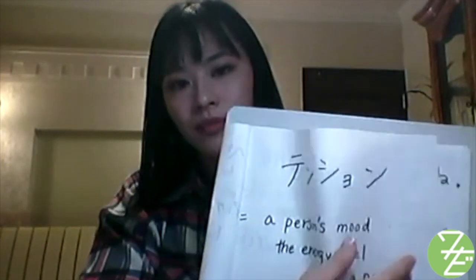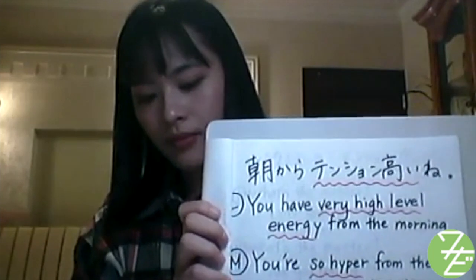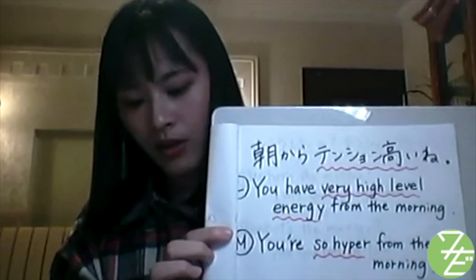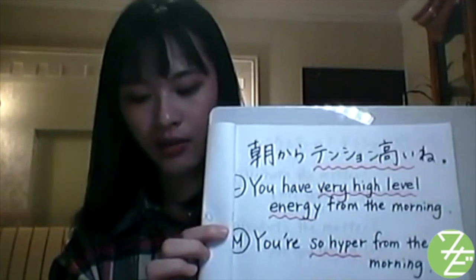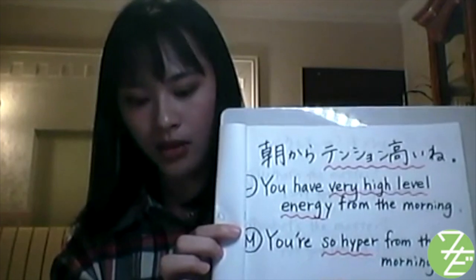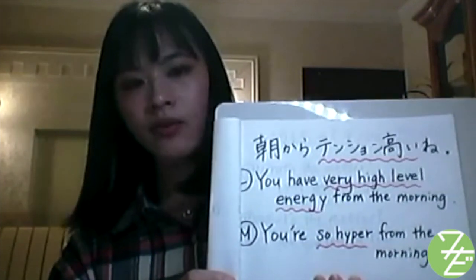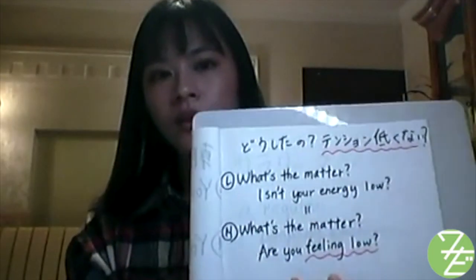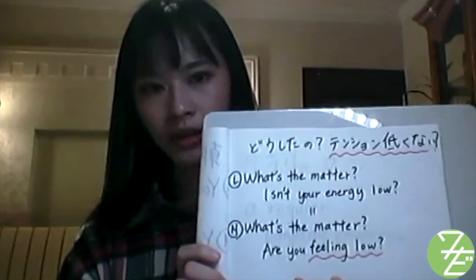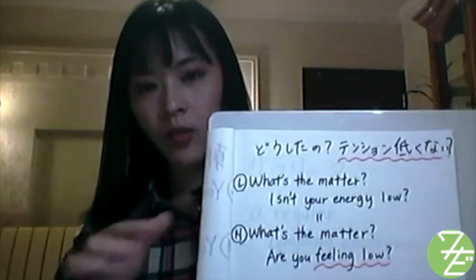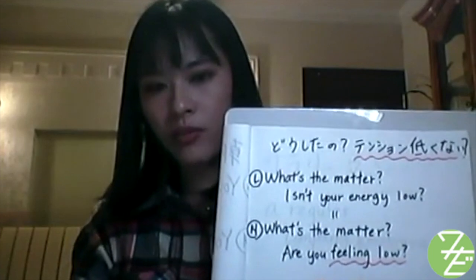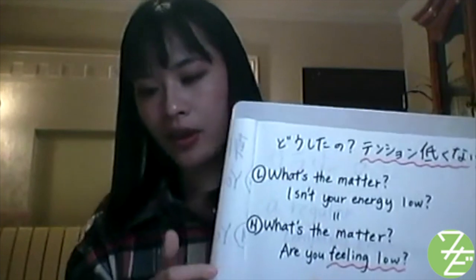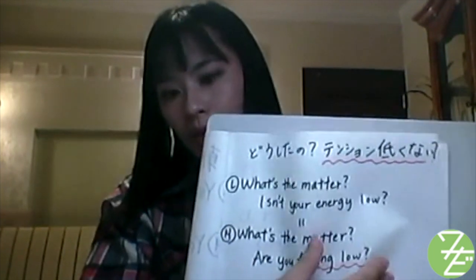Let's look at the examples. 朝からテンション高いね. Its literal meaning is you have very high level energy from the morning. And it translates to you're so hyper from the morning. Or どうしたの? テンション低くない? Its literal meaning is what's the matter? Isn't your energy low? And it means closer to what's the matter? Are you feeling low?